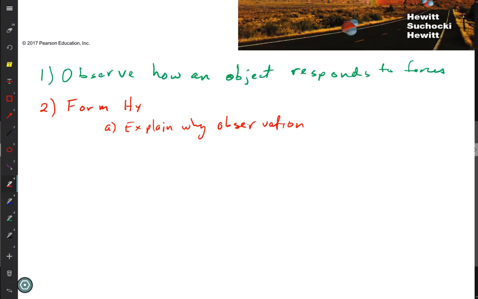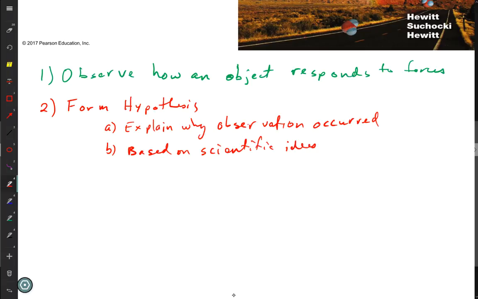I'm sorry, I don't write nearly as fast as I can talk. Okay, what else do we have? Based on scientific ideas. Okay. And what's the final thing? Testable predictions. It has to make testable predictions.